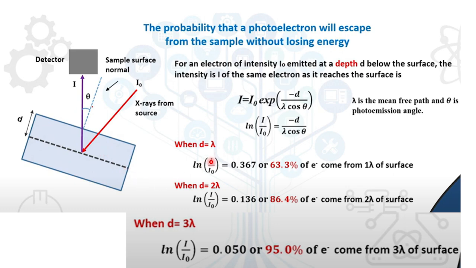And when d equals lambda, there is a 63.3% chance that the electron will come out from the surface. If the depth is equal to 2 times lambda, the chance will be much higher. So with the increasing depth, the intensity of the electron will be higher. That means more electrons will come out.